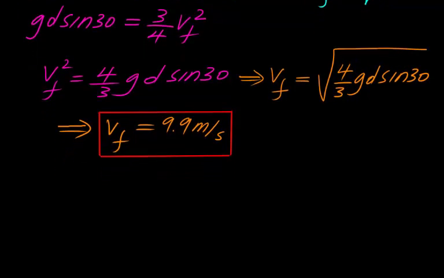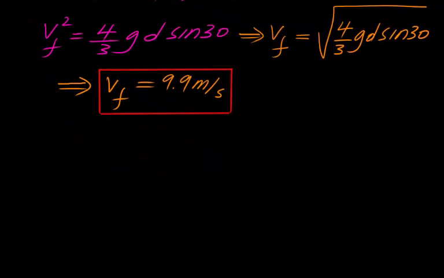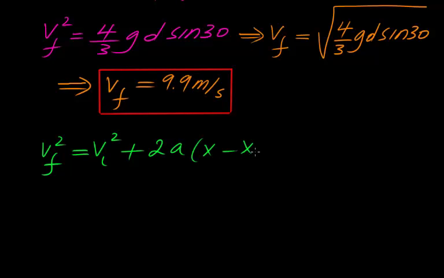To solve for the acceleration of the disk, there are many ways, but since the initial and the final speeds are known to us, it's better at this point to use the kinematics. The v final squared equals the v initial squared plus 2 times the acceleration times x minus x0 relationship. The distance d is equal to the x minus x0 in this case. Therefore, this equation can be simplified as follows.